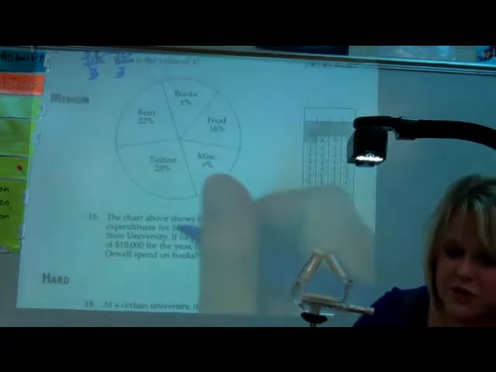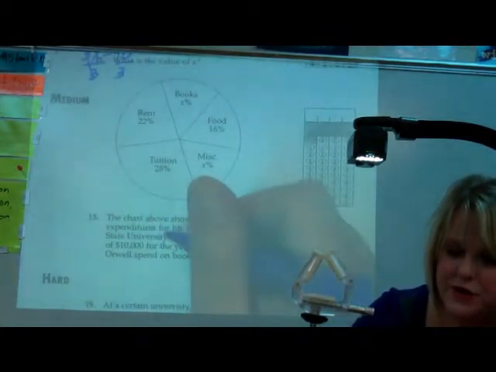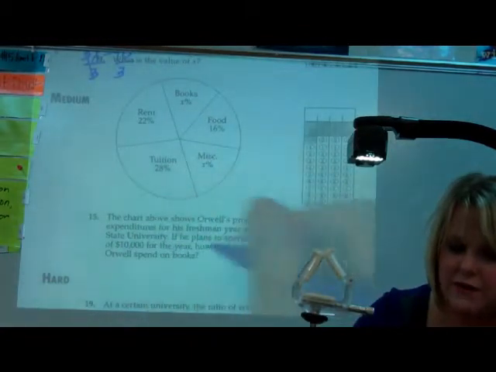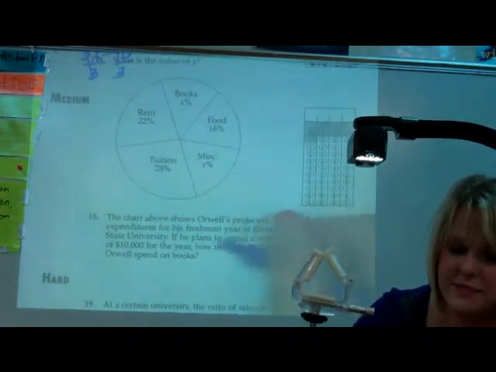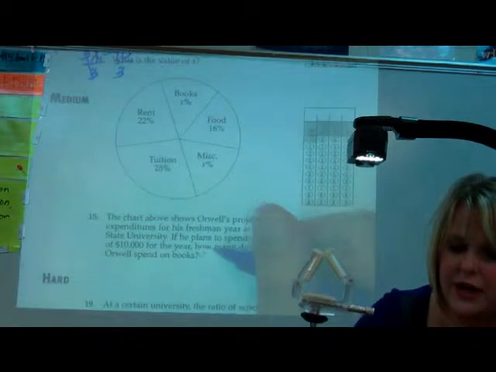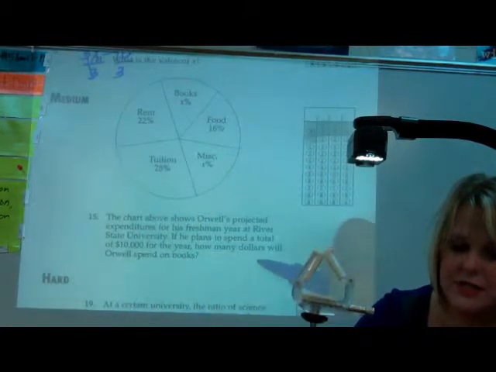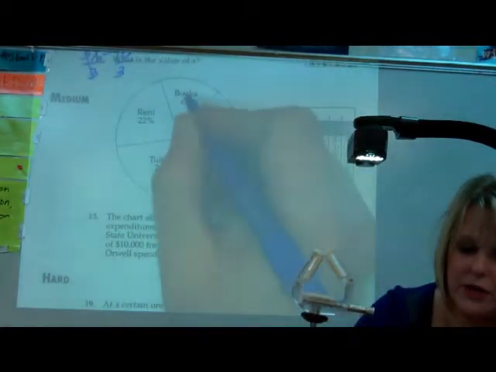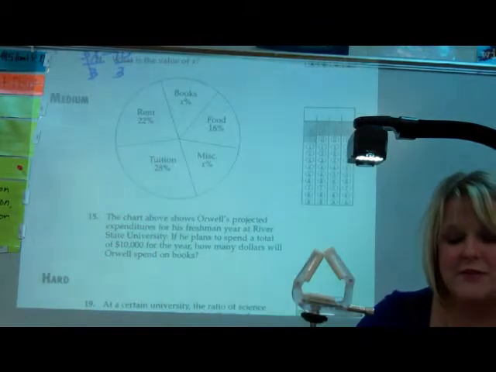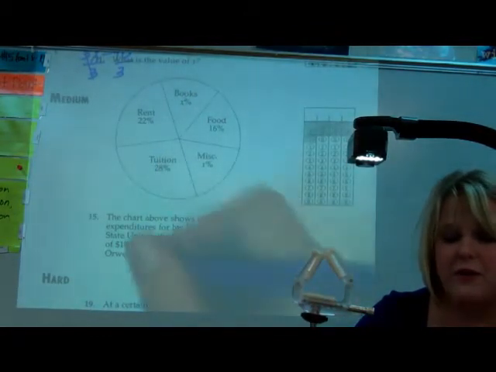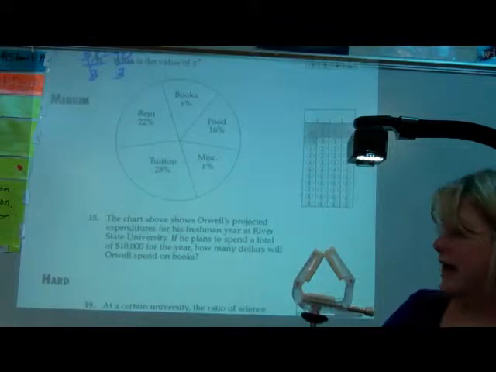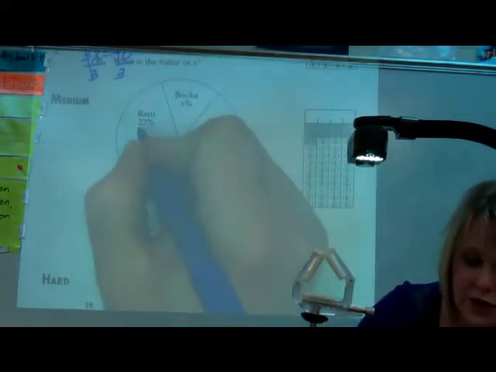Okay, the chart above shows Orwell's projected expenditures for his freshman year at River State University. If he plans to spend a total of $10,000 for the year, how many dollars will he spend on books? Okay, so when you look up here, it's X%. So we've got to figure out what X is before we can figure out the amount that it would be out of the $10,000.